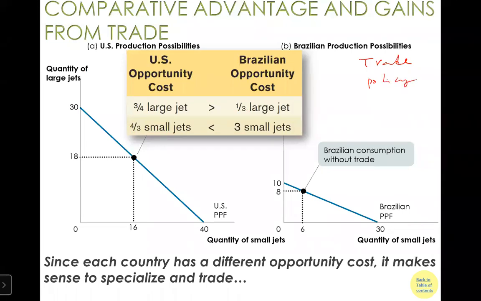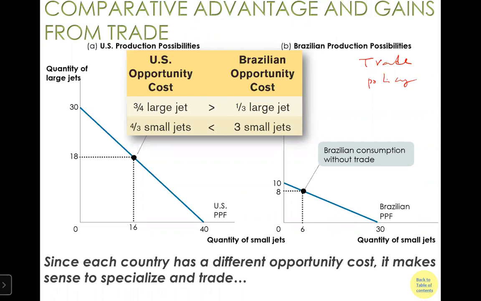Okay, so now that's the key. Let's say, for example, these two countries, United States on the left-hand side and Brazil on the right-hand side. So they agree. So we are going to trade with each other. But then, in terms of trade, the key thing is the price.